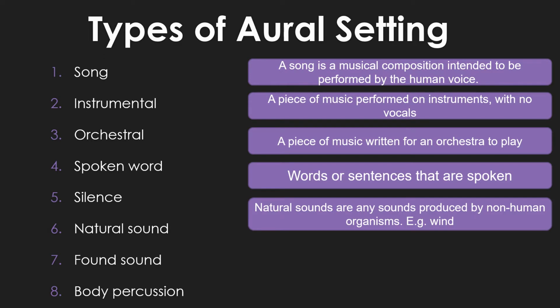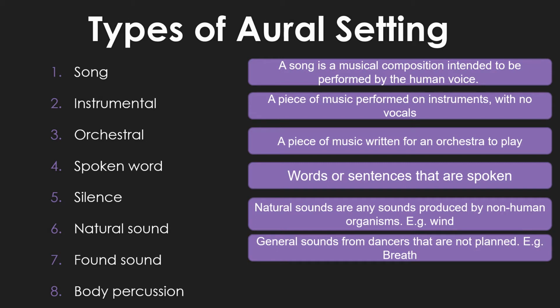Number 6, natural sounds. Natural sounds are any sounds produced by non-human organisms. So things you hear in the natural world. That could be the wind, I've given you an example there of the wind. Could be birds chirping if you were dancing site specifically outside. Anything you hear naturally. And then found sound is general sounds around you, but from dancers.